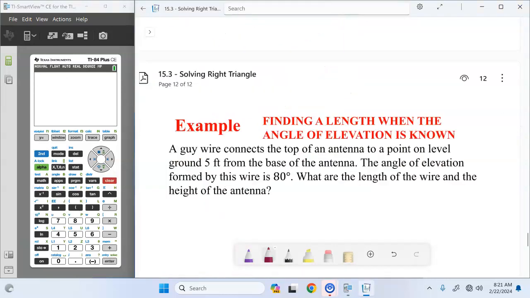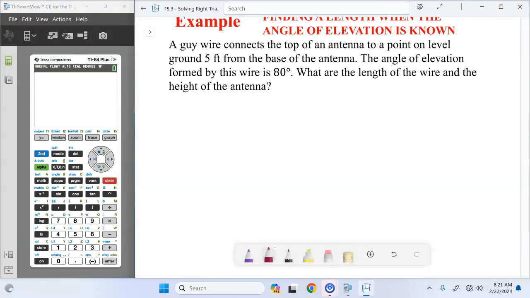You good? Alright. We have a guy wire connects the top of an antenna to a point on level ground 5 feet from the base of the antenna. Alright, so here's an antenna. Alright, so a guy wire, you know those big giant steel cables that you see attached to like power lines and stuff? Those are called guy wires, okay? Those are there just to kind of help keep it stable in the high winds.